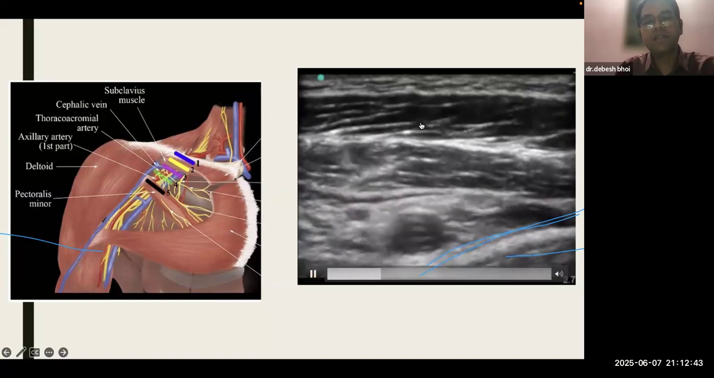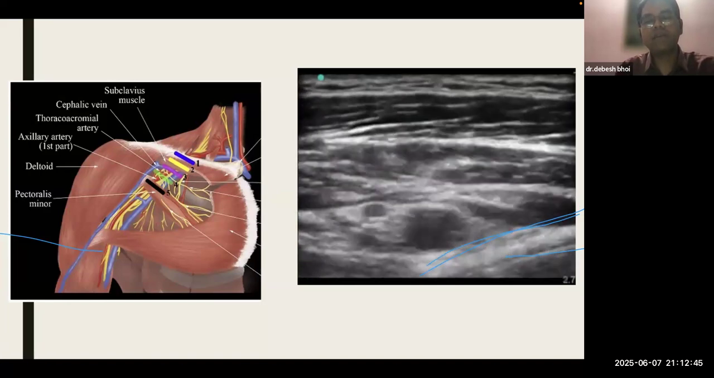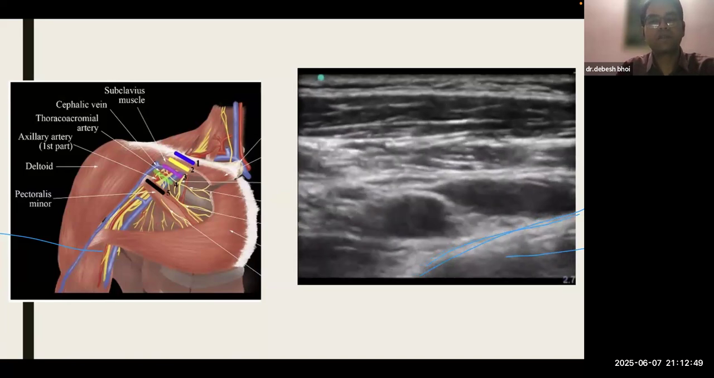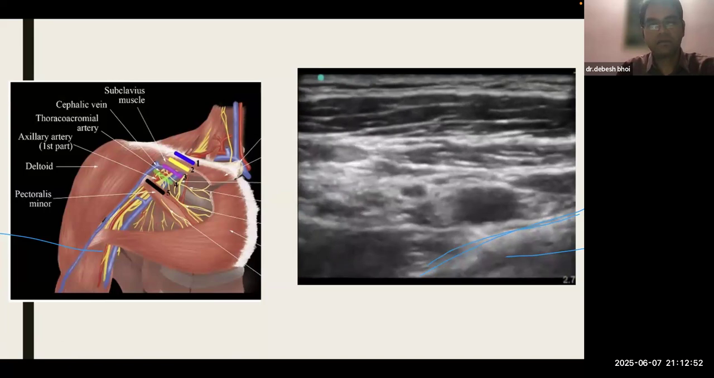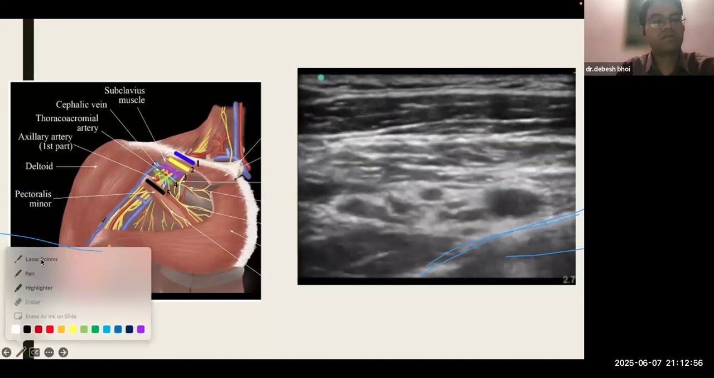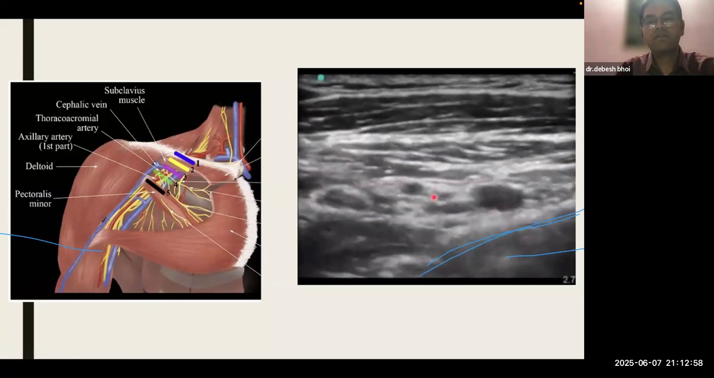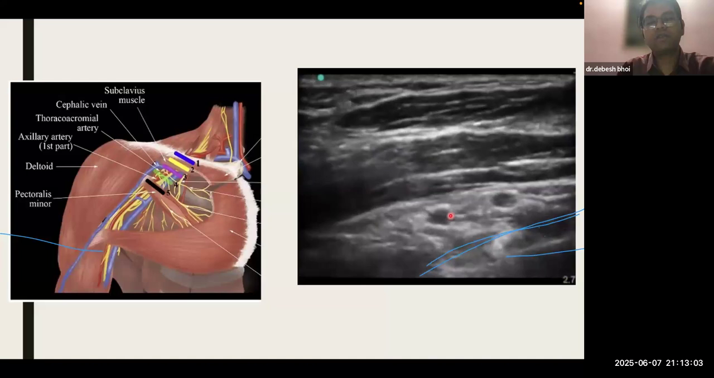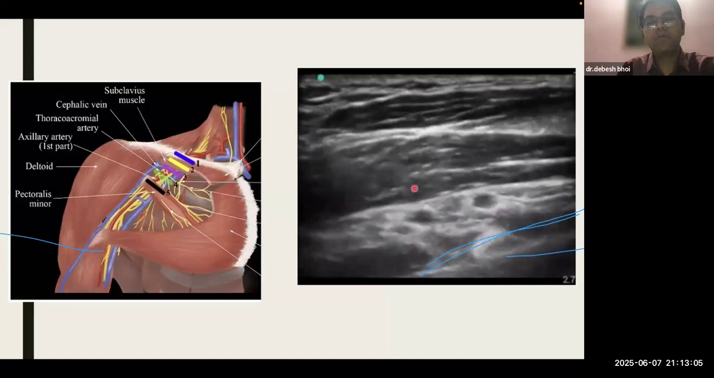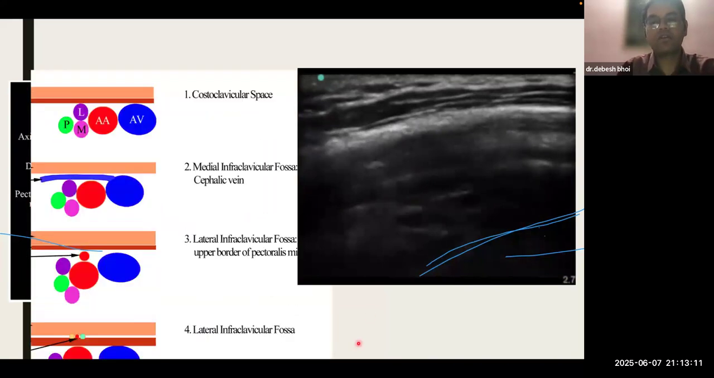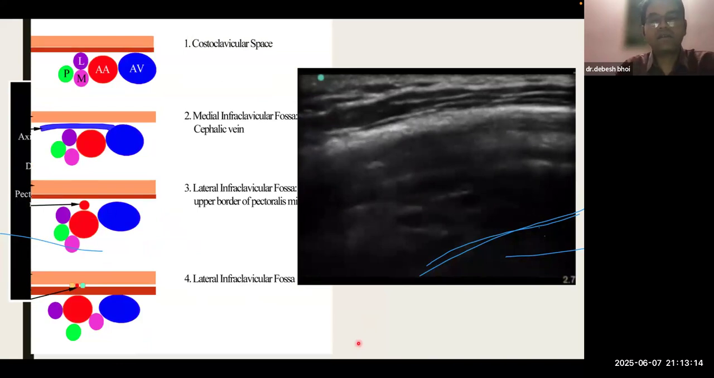So just slide the probe below. You can see the pec major muscle. The first is the pec major, and then you can see the pec minor. But if the probe is aligned more cranially, you can see the plexus here. And the more hypoechoic muscle just below the clavicle is the subclavius. And the cords will be seen in that boundary.